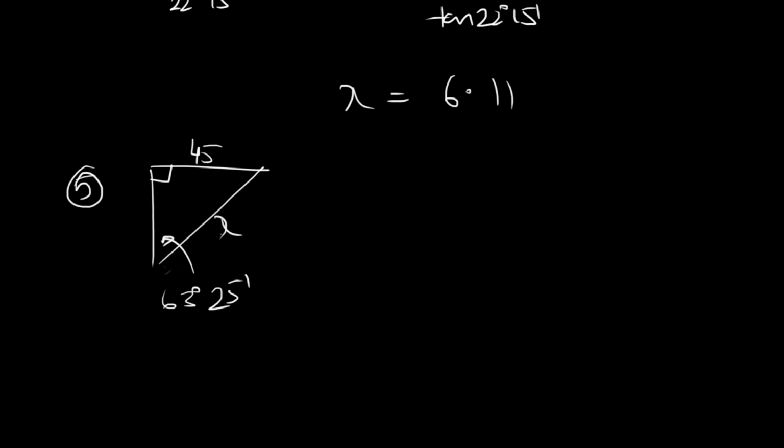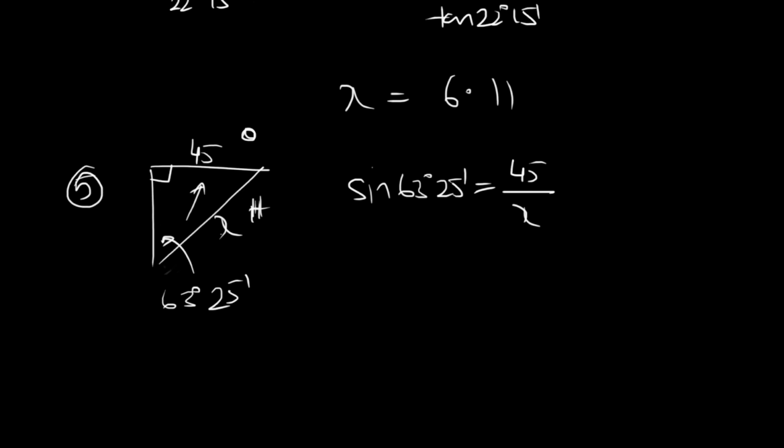Okay, so first step is to identify which sides I've been given. In this case, I have this opposite side, it's opposite the angle, and I have the hypotenuse, so opposite there, hypotenuse there. Now the ratio that I will need to use is sine. So sine 63 degrees and 25 minutes is equal to opposite, so 45 over hypotenuse, x.